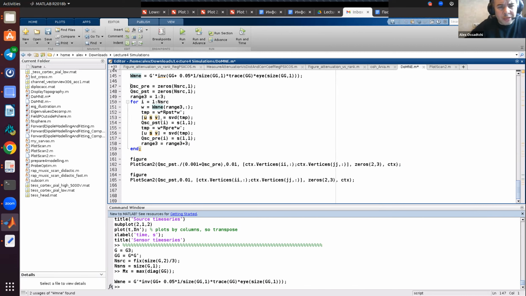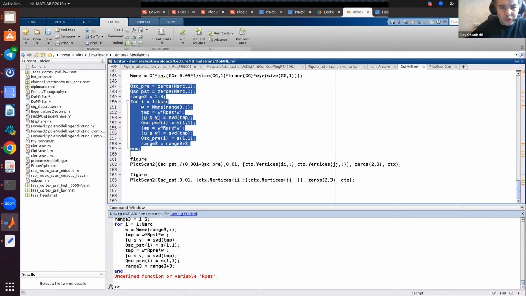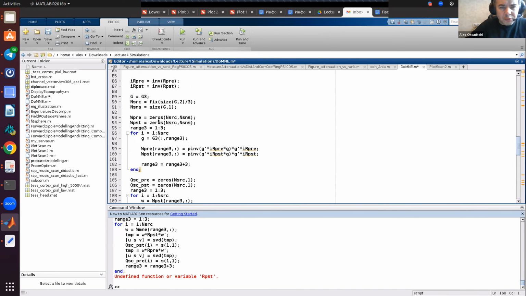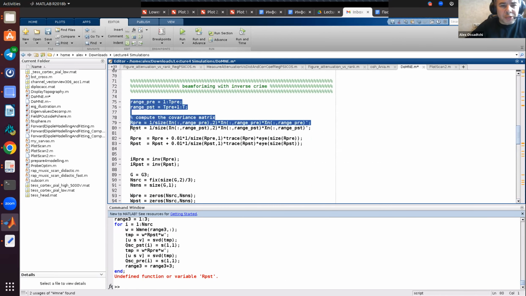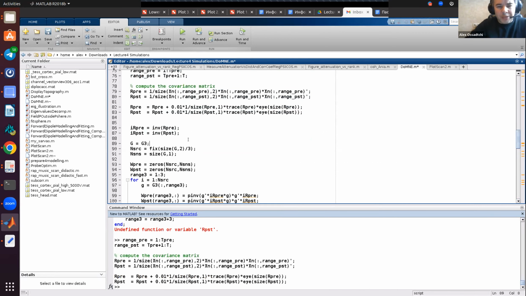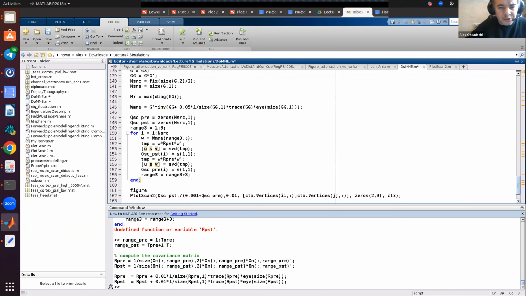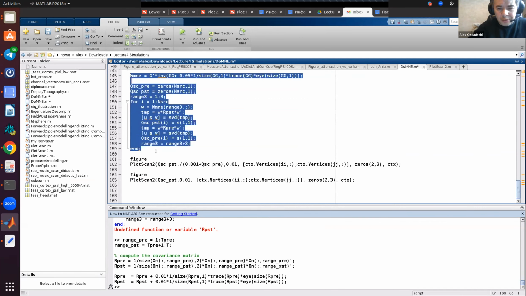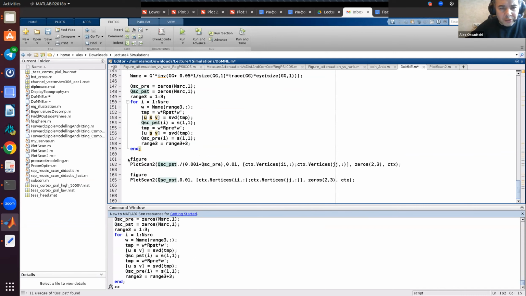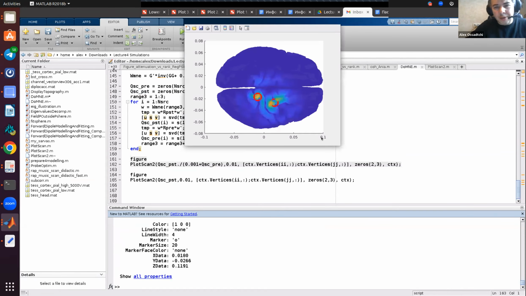Now we do the scan. We need to compute these covariances, not because we need them to compute the forward model, but because we need them to compute the power. We could have multiplied X and then summed the squares, but R already does it for us. Okay, and then let's plot the scan.